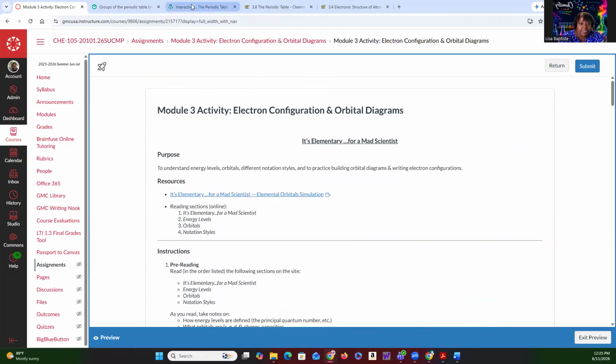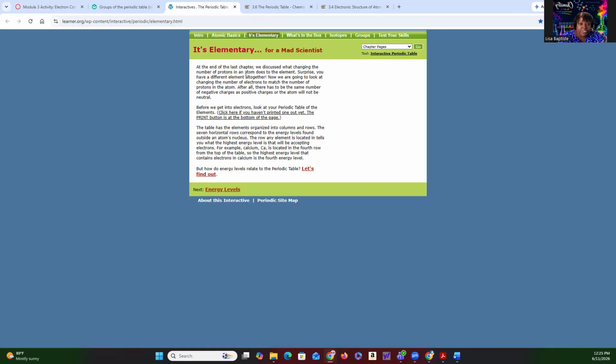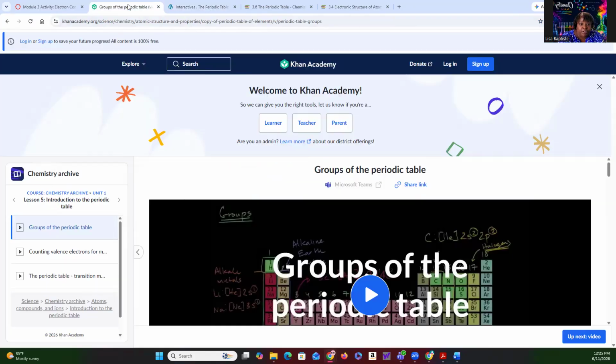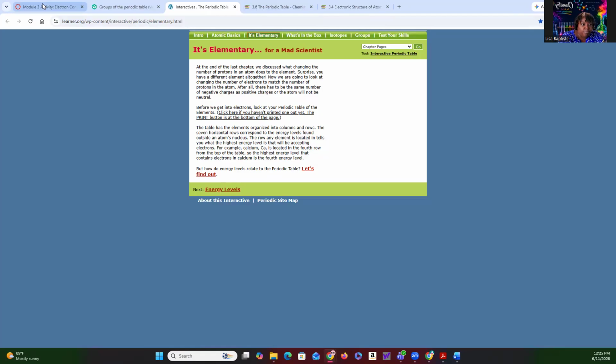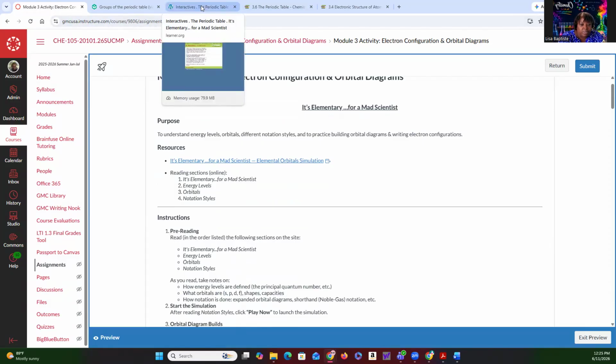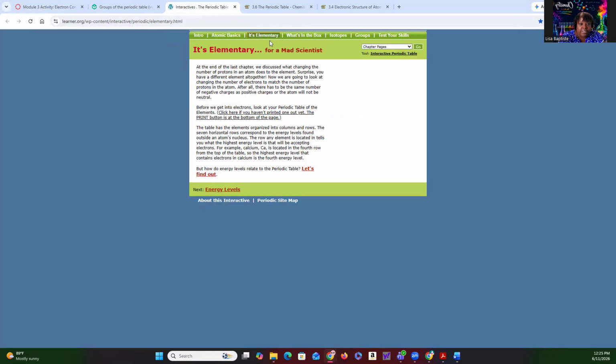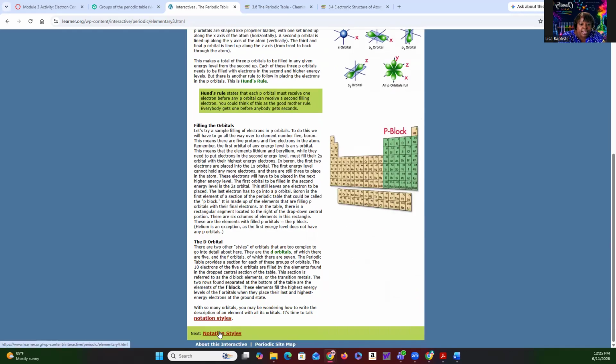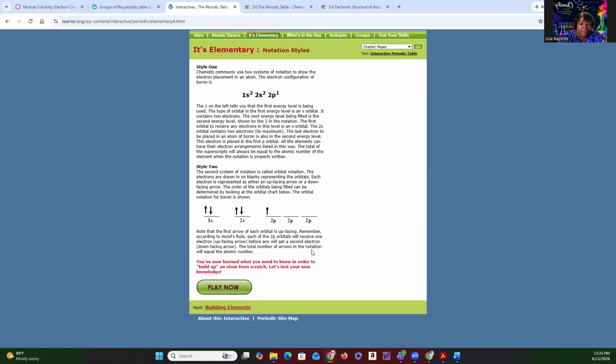So let's look at the simulation. All right. So it's elementary. So we need to first, oops, let me go back here. There we go. So you want to read it's elementary, energy levels, orbitals, and notation style. Make sure you read through that. And then you're going to go to energy levels. You want to read through that. Orbitals, read through this. And notation style, you're going to read through that. For each of these, you are going to take notes, okay, of each part. And then you're going to click play now.